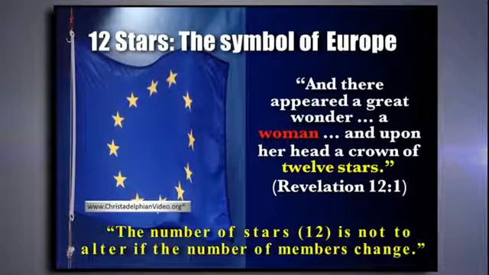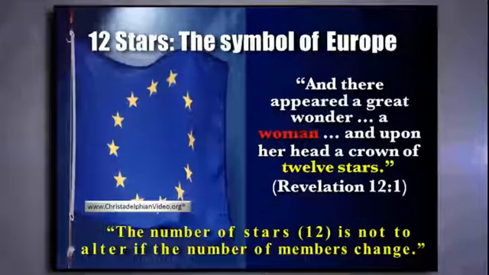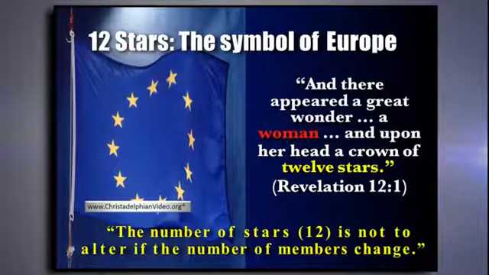There's 12 stars that denote the European Union. And when you go right across Europe, you see these flags. You don't see any in Britain, actually, but as you cross through the continent of Europe, in every city you see these 12 stars. But there's 27, 28 countries in Europe, so it doesn't really portray the European Union. Revelation 12 verse 1 says, "And there appeared a great wonder, a woman, and upon her head a crown of 12 stars." And this is what the European Union has said. The number of stars are 12, and it's not going to alter if the number of member states change, right? So irrespective, it could be 27, 26, 30, 40, 50, it will always be described as 12 stars.